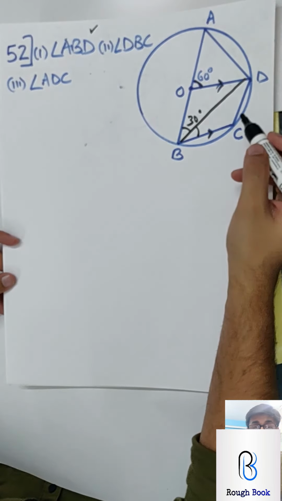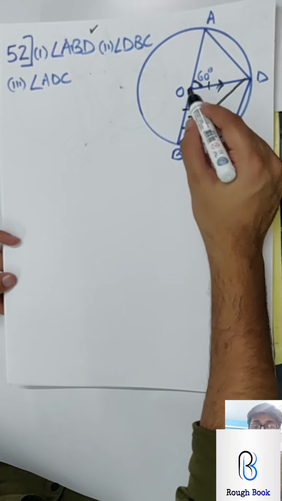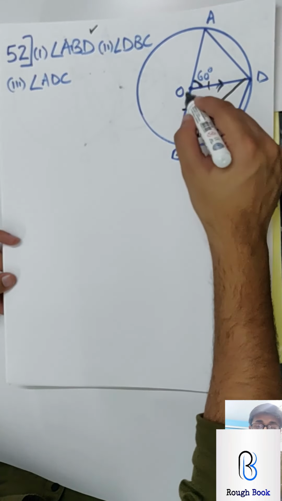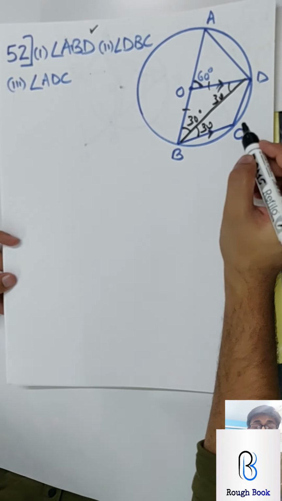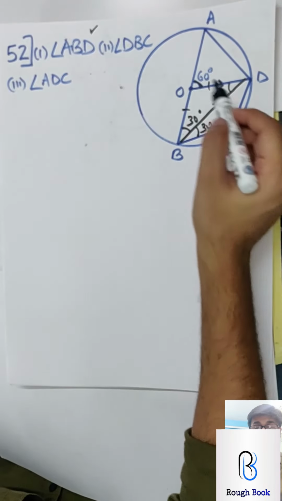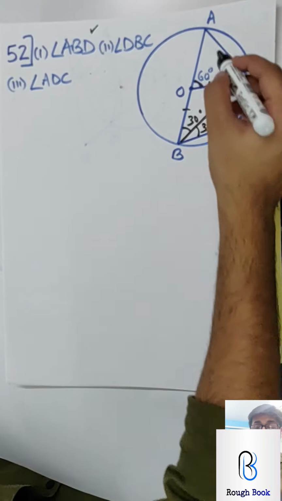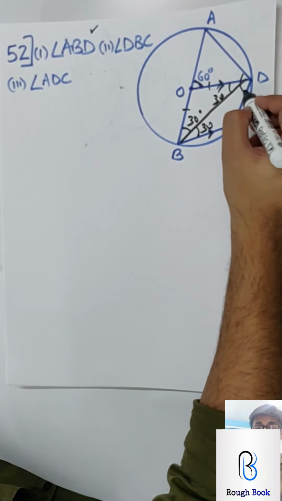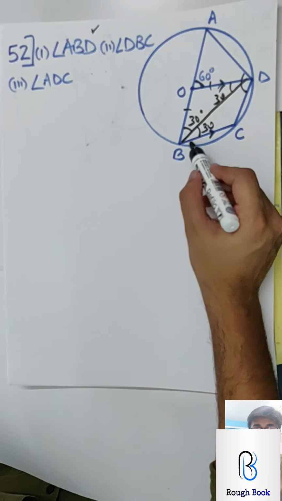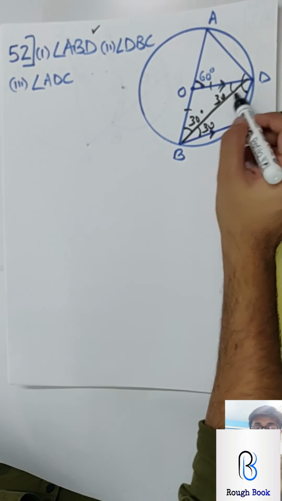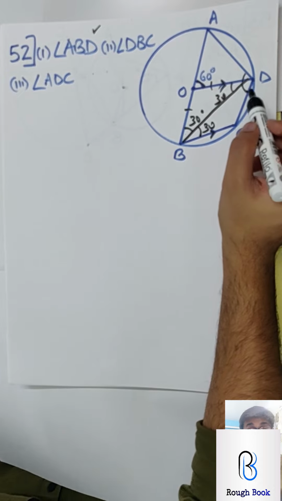DBC is your next one. So you take OD, OB, radii of same circle, isosceles triangle, so base angles equal, and then alternate angles, so this also becomes 30. So we got the next one, DBC also has 30. Finally, ADC, this full. So if you take ABCD, cyclic quadrilateral, this full is 60. So opposite angles are supplementary. So this full is going to be 120.